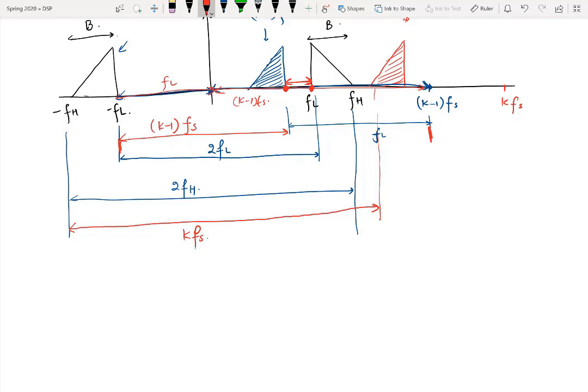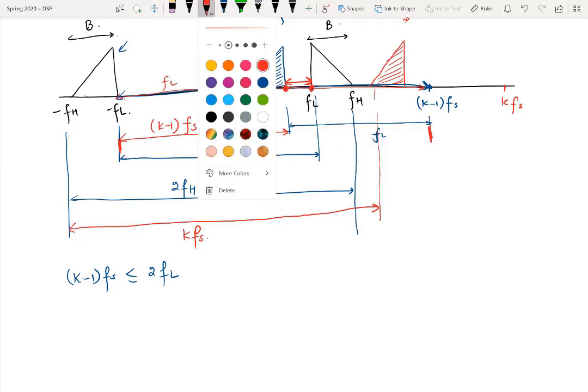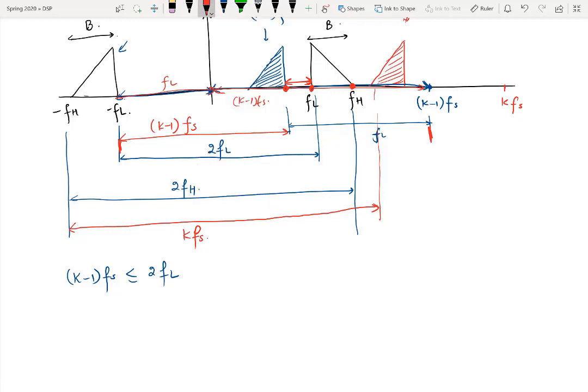It means the first condition that I have is that k minus 1 fs must be less than or equal to 2 times fl, because the first red dot corresponds to k minus 1 fs and the second red dot corresponds to 2 times fl. Okay, so now what about the second condition? Now I also want to avoid aliasing by keeping this point less than the second red dot. Here the first red dot is 2 times fh, and the second red dot is kfs, so it must be less than kfs, right?